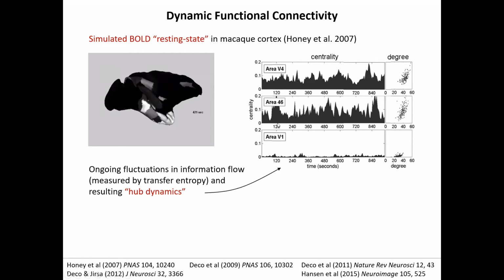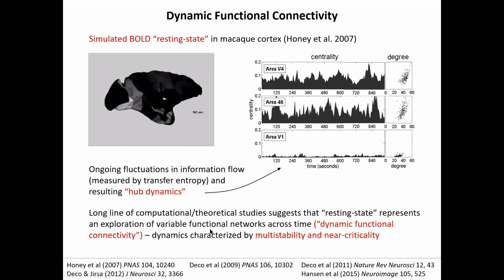And this is changing on a time scale of multiple tens of seconds, a very slow time scale, actually, interestingly. We called that at the time hub dynamics, the changing status of a brain region in the network over time, dynamics of hubs. And there's been a long line of computational, theoretical, empirical studies that suggest that indeed dynamic functional activity exists in the human brain and in other species, and that in fact we can characterize these dynamics as being multi-stable, near critical, and so forth.